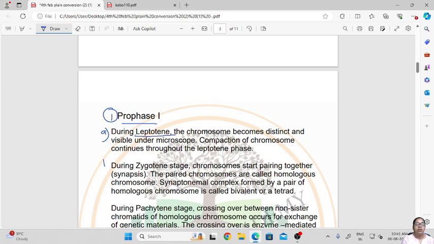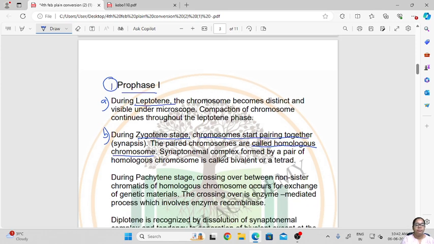Then comes your second phase of prophase, that is zygotene stage. During this stage, chromosomes start pairing together, and the paired chromosomes are called homologous chromosomes. So homologous chromosome formation takes place in the zygotene stage of prophase 1. After that, it undergoes the third phase, that is the pachytene stage.